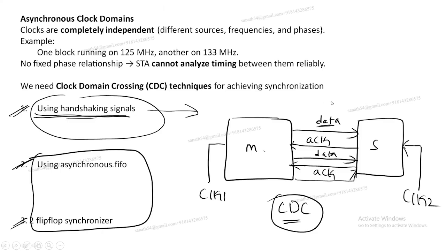So after every 2 minutes, the slave will be ready, so that the master will send, this person will throw the box. That is nothing but understanding, or we can call it handshaking signals. That is nothing but handshaking. And next we are dealing with asynchronous FIFO and flip flop synchronizers.